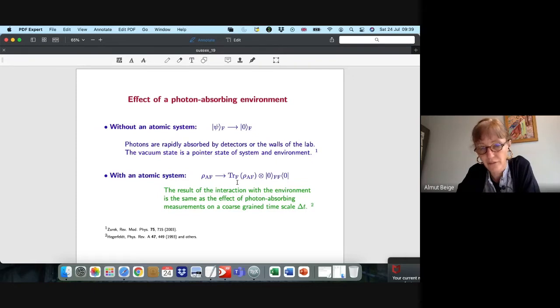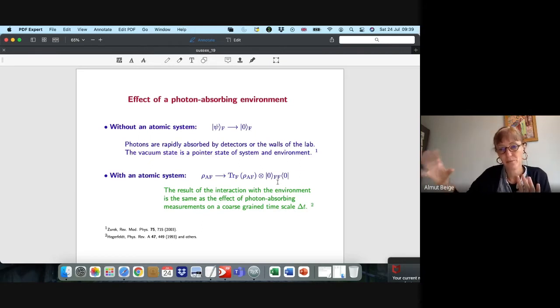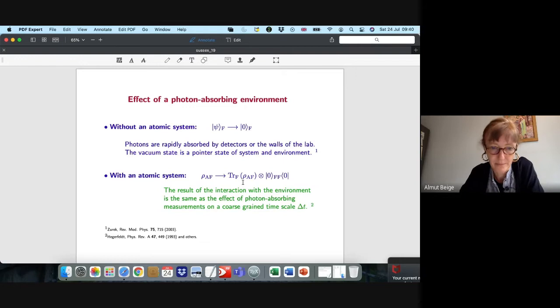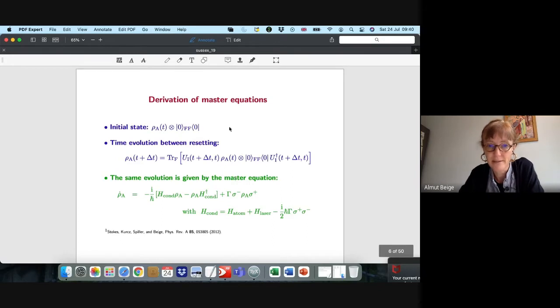the trace over the field, because otherwise all the statistical properties, like how likely it is to find an atom in one state or another, would change within the absorption process. But the absorption of a photon happens some distance away, so it shouldn't change the statistical properties of the atom. Or it's not a process, for example, that can change the energy of the atom. And these are the kind of assumptions that we use to derive master equations.